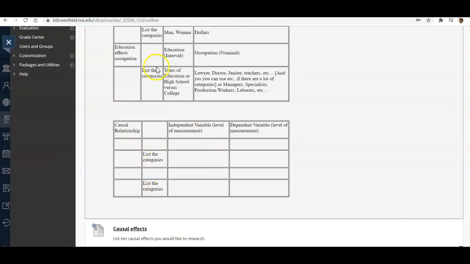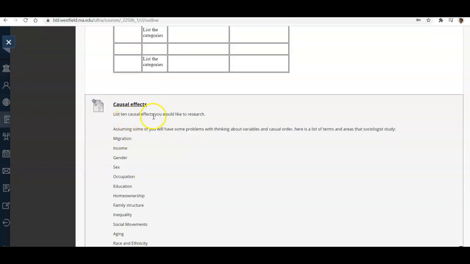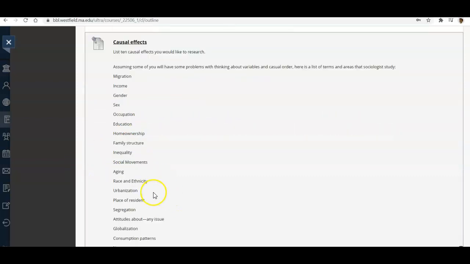So I want you to do something similar over here with just different variables. Just follow this. Then for causal effects, list 10 causal effects you would like to research. Here are some areas that people like to study. If you think about migration, what's a causal effect in migration? Income, what's a causal effect in income? Gender? These are the lists of variables in areas that people study.